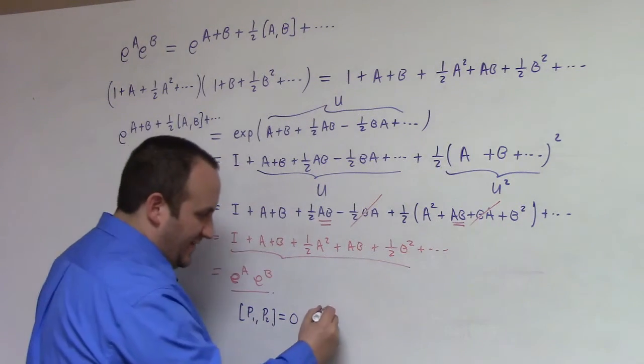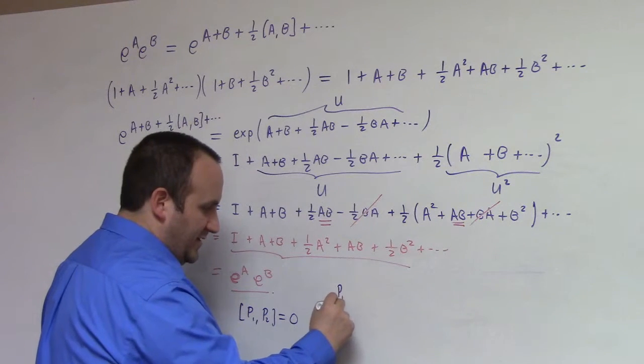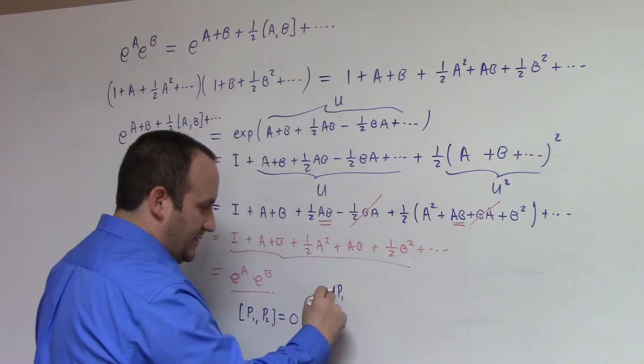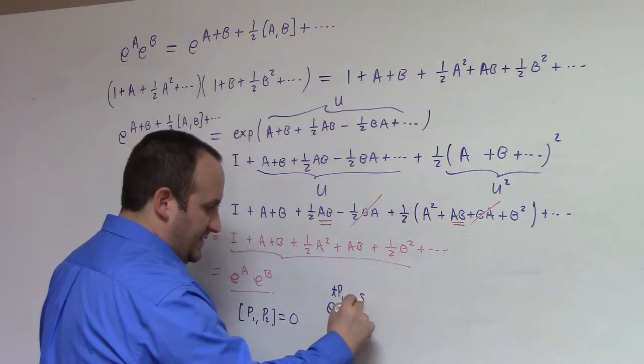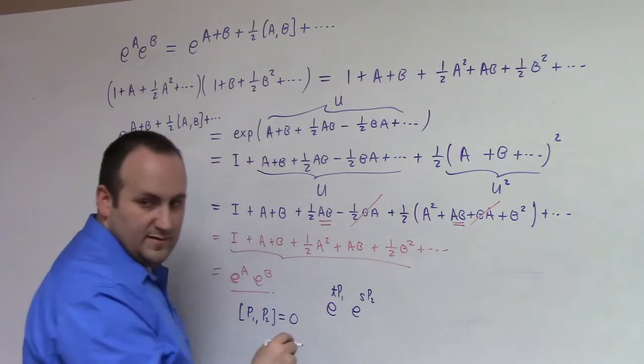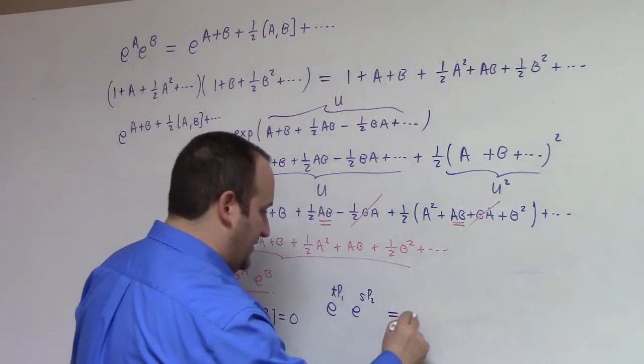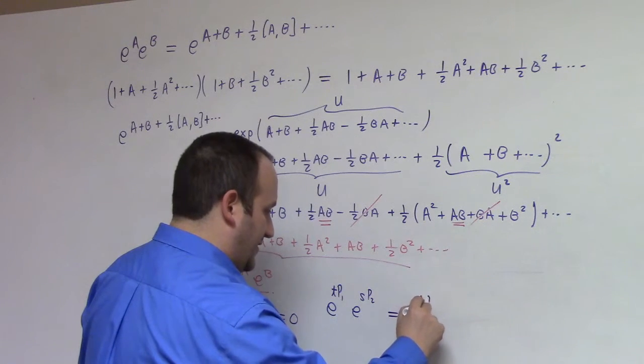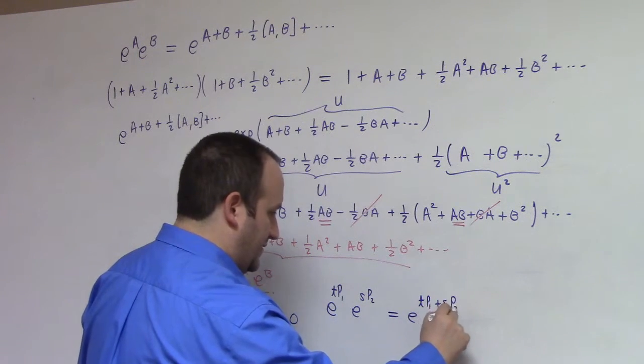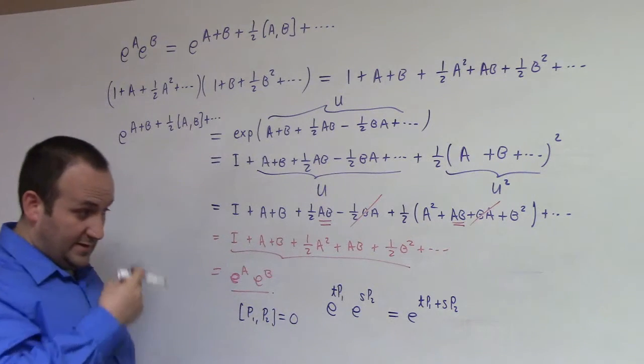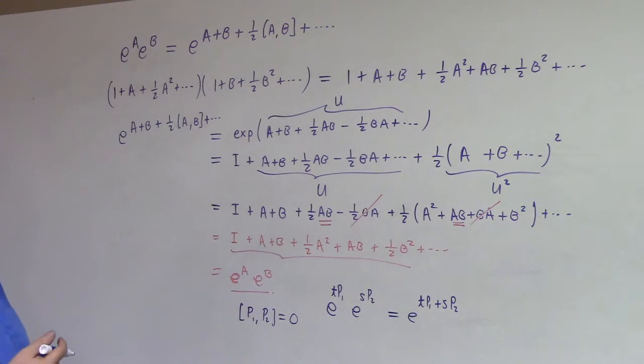So if I have e to the P1 times T, times e to the S times P2, then this gives me e to the TP1 plus SP2. Like that. Plus what? Plus something that's 0. Oh, because they're all, yeah.